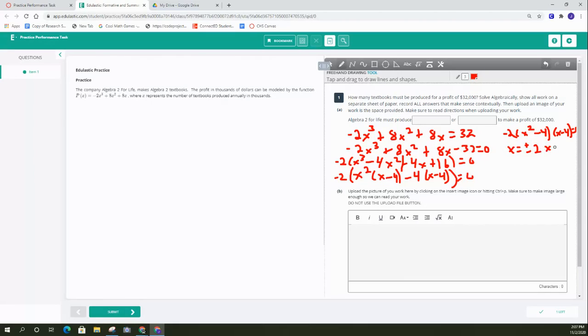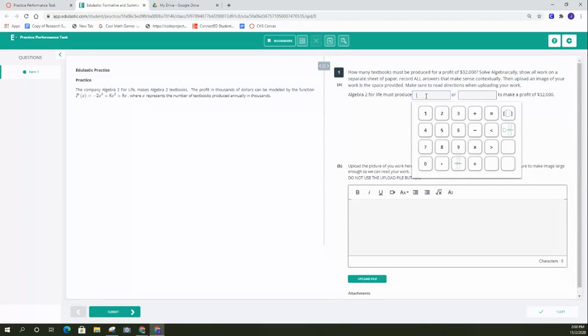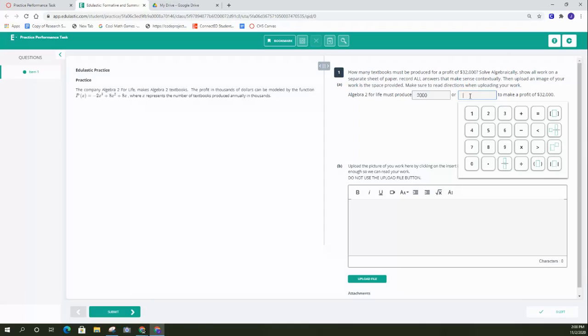So my answers: if I solve this, x equals plus or minus 2 and x equals 4. Since it says contextually makes sense, we're not going to produce negative books, so the only answers that make sense would be 2,000 or 4,000. I'm in Scratchpad, so I have to get out of Scratchpad now. Not sure why it made me click on that this time, but if it didn't let you type, just use the calculator there. Those are my answers.